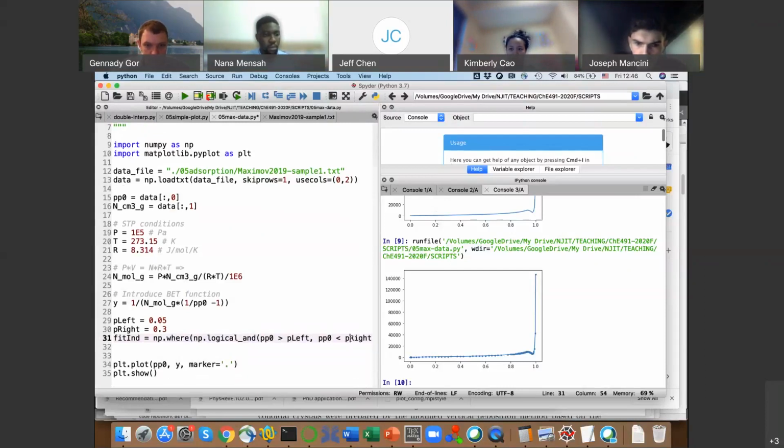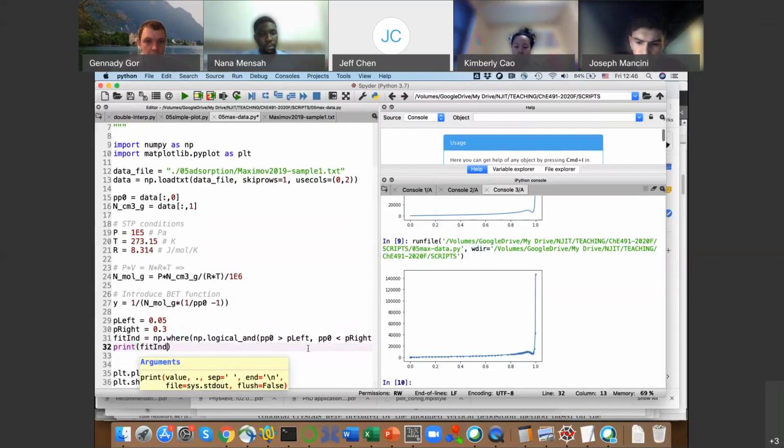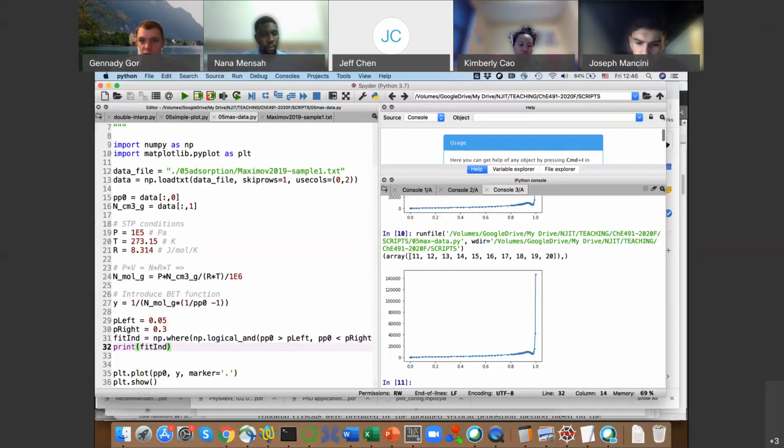So let me just print these indices just for myself. Okay, fit ind. All right. Yeah, so it's printed me this array from 11 to 20, so it's 10 points. Well, that's certainly sufficient for the fitting.